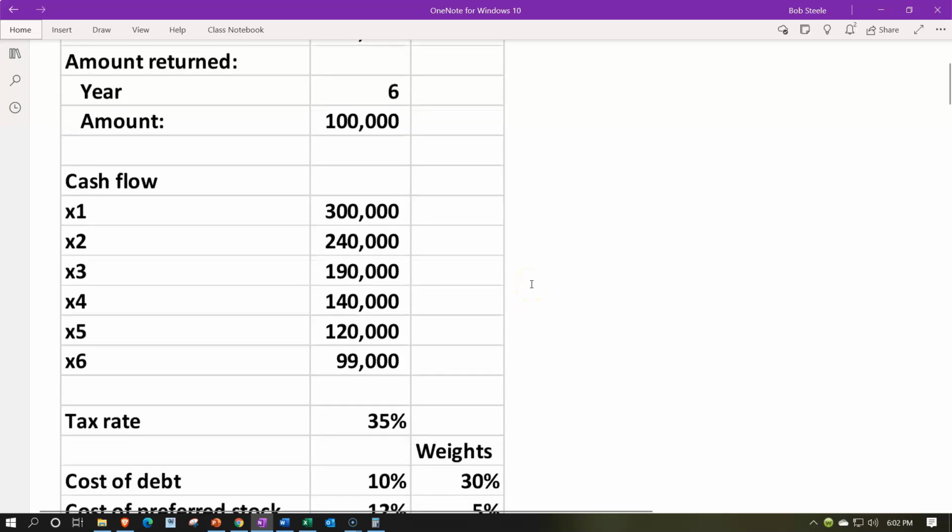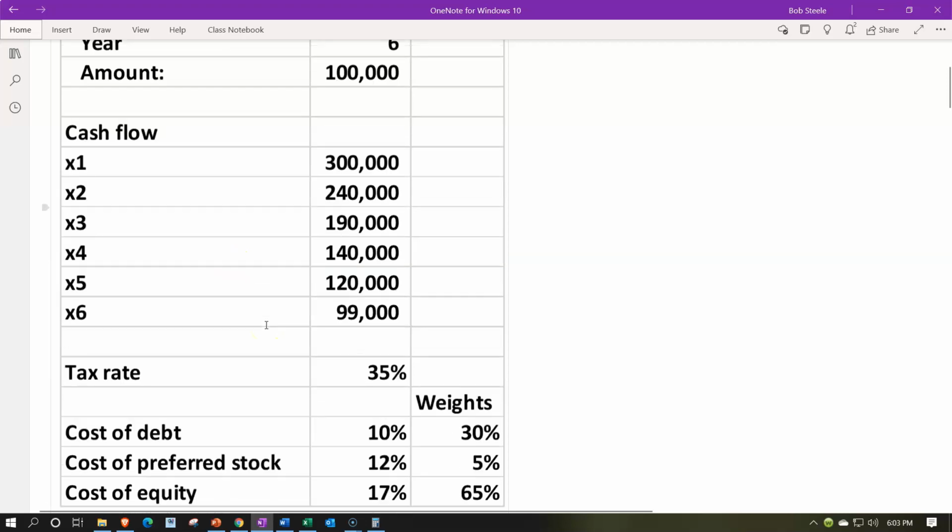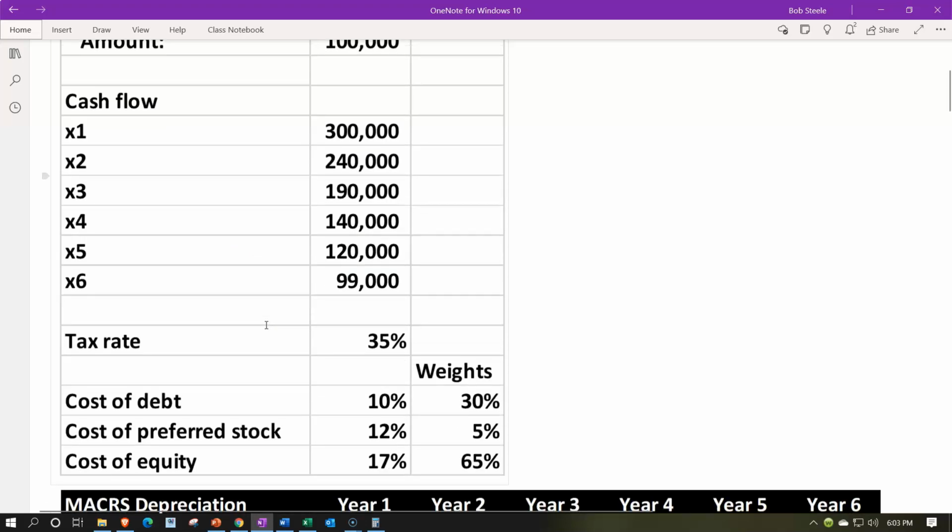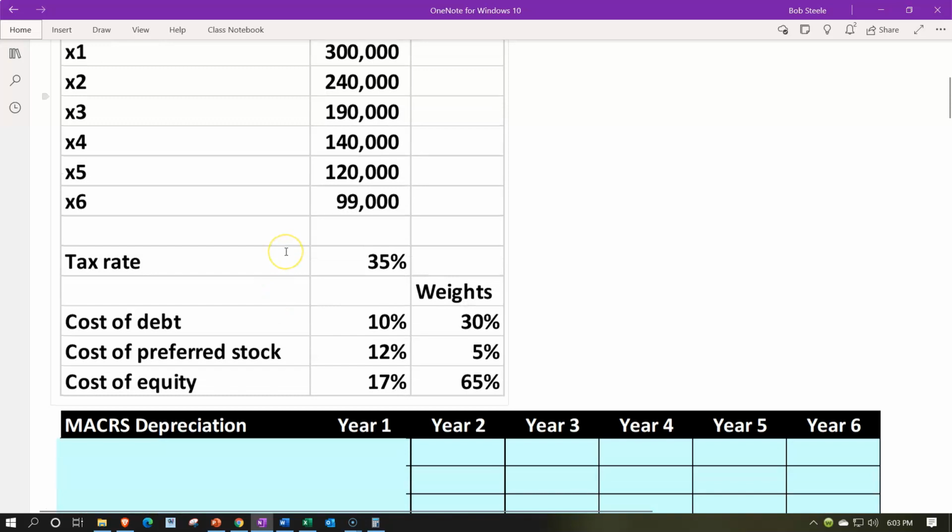We're saying we're going to have a cash flow benefit from the purchase taking place here. That's going to go from periods 1 or year 1 through 6. So in period 1, $300,000 benefit, 2, $240,000, 3, $190,000, 4, $140,000, 5, $120,000, 6, $99,000. Tax rate, we're going to say, is the 35%.